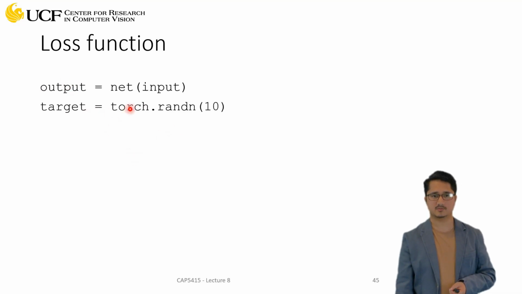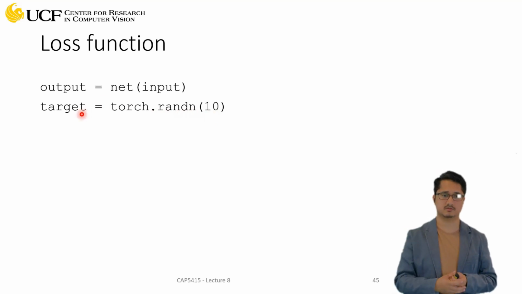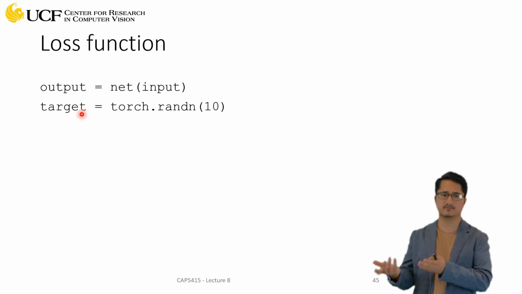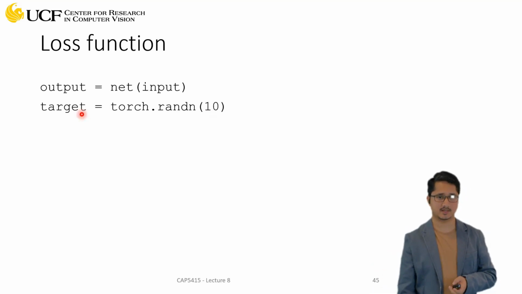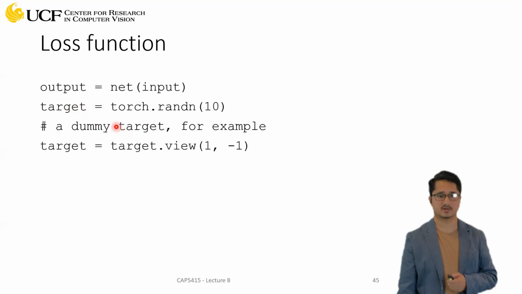In this case, I'm just generating a random ground truth. You know that torch.random will give you 10 different random values, so this will be the target in this case. But of course, for your problems, you will have certain ground truth which will be stored somewhere on your disk. You'll have to load those and store that in the target.